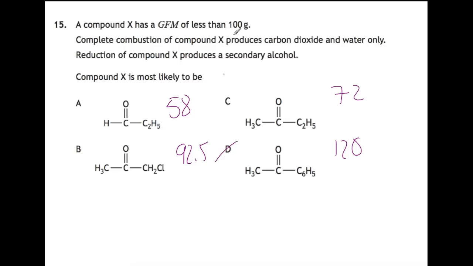Complete combustion of compound X produces carbon dioxide and water only. So the only elements that you should see within a molecule to produce carbon dioxide and water only are carbon, hydrogen, and potentially oxygen. B has chlorine in it, so it can't be B. We're now down to A and C. Reduction of a compound X produces a secondary alcohol. So to get a secondary alcohol, we would be looking for a ketone. A is an aldehyde, so our answer is C.